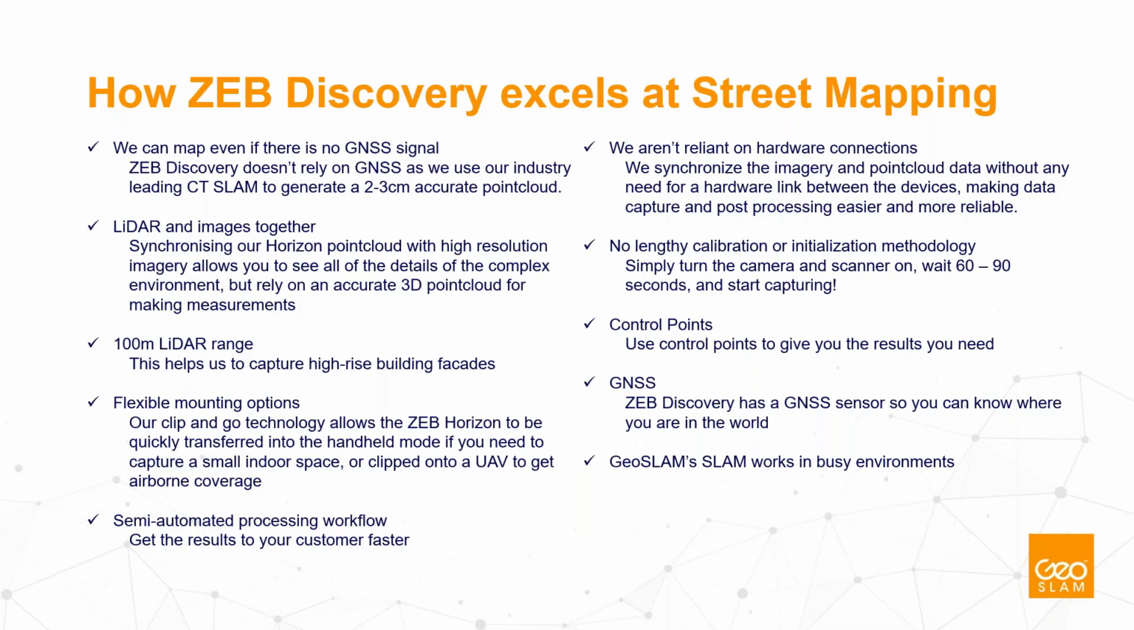We've got a 100-meter LiDAR range on our scanner, so that's really going to help capture facades on buildings. And it's also going to help with the accuracy of our SLAM. Because we've got a nice long range, it means that we're using lots of features and feeding all of those in to our industry-leading SLAMs. That's giving us a really nice accurate result that you can then really confidently make measurements from for your urban mapping.